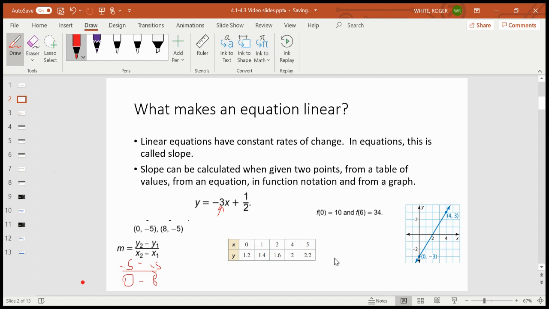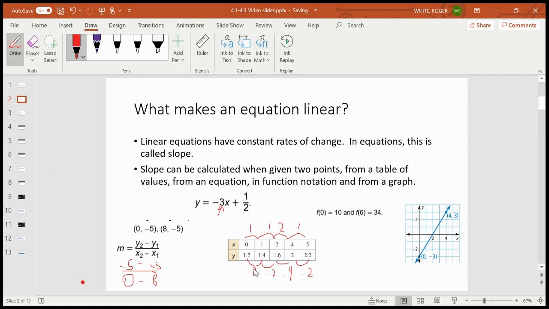Down here, we have a table. To find the slope from the table, we need to find the changes between every coordinate and make sure they're all the same. We notice that the x values change by 1, by 1, by 2, and by 1. The y value changes by 0.2, by 0.2, by 0.4, and by 0.2.